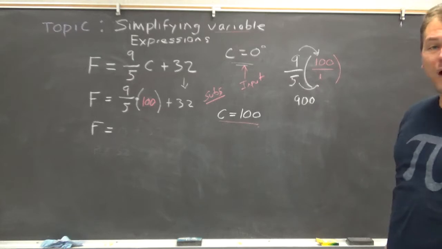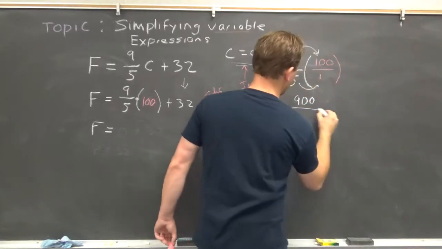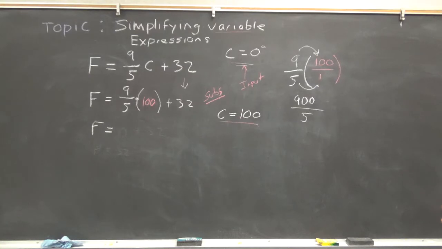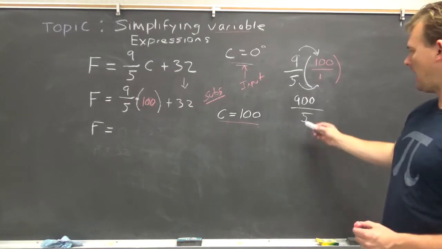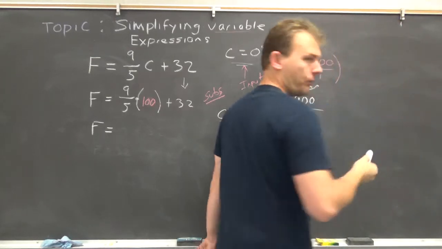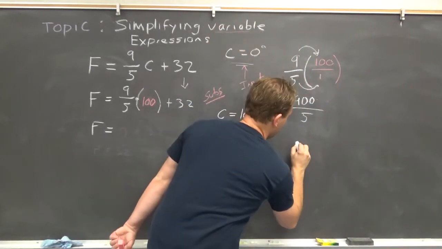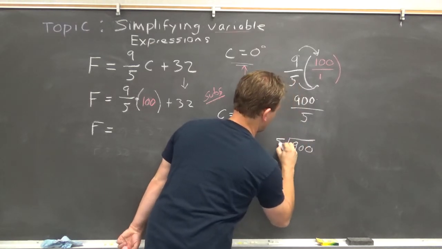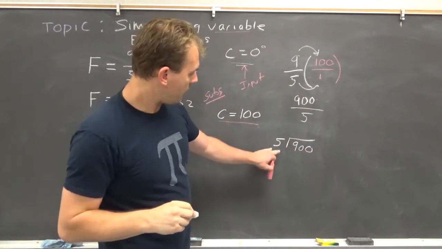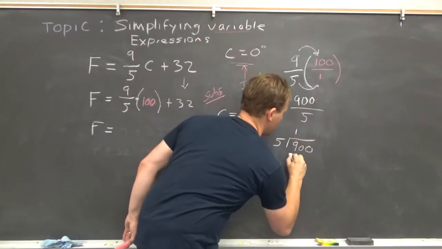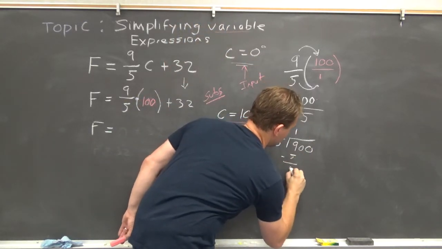5 times 1 is 5. So now you're just thinking, how many 5s go into 900? Well, I hope you remember how to do this. You go 900 divided by 5. How many 5s go into 9? 1. So that's 5. That's 4.